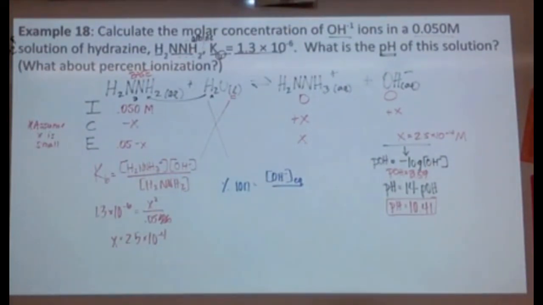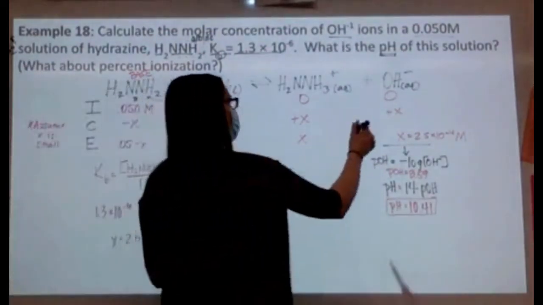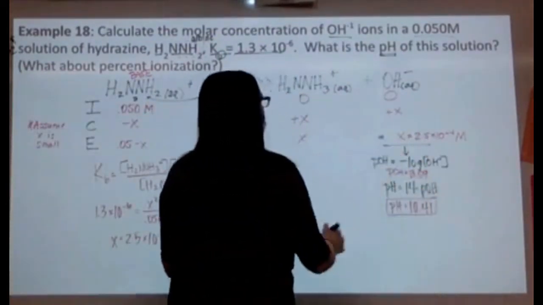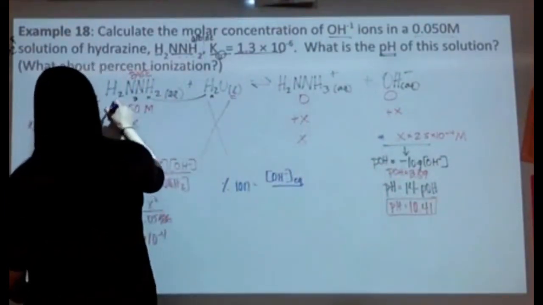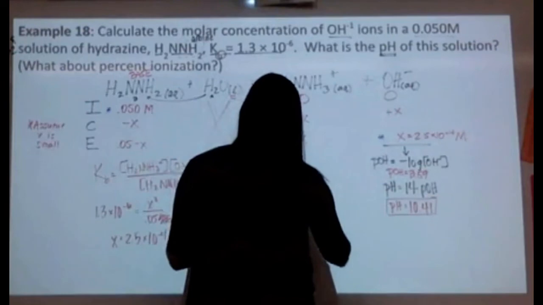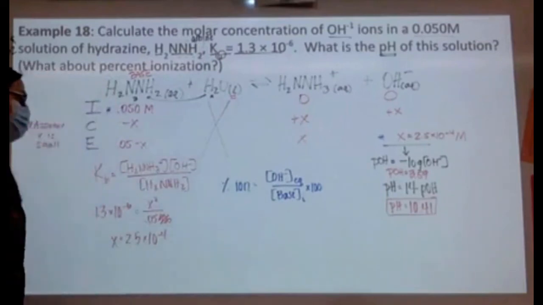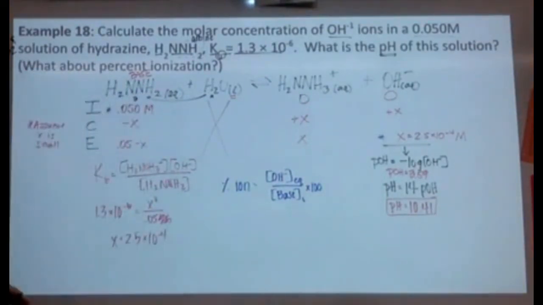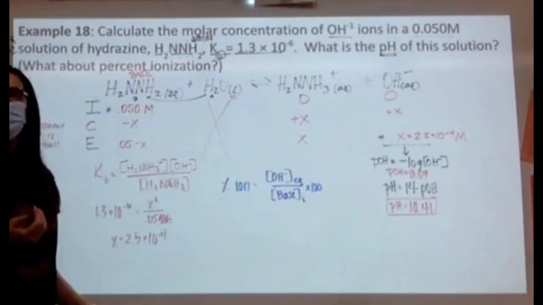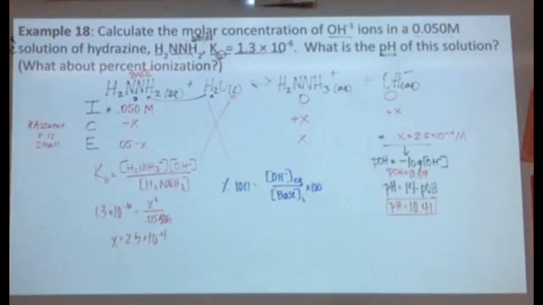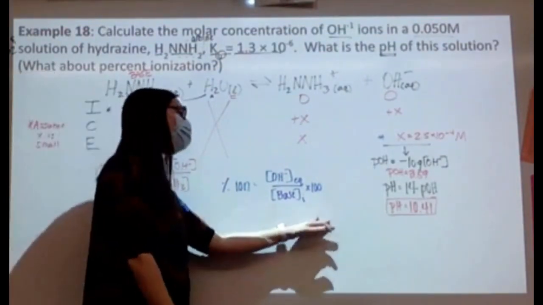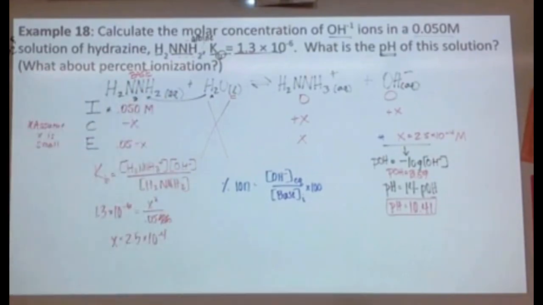So if a question says, what's the percent ionization of the base? We're going to compare the OH minus concentration at equilibrium to the initial concentration of the base times 100. So the percent ionization of a base is just slightly different because we're focusing on the OH minus concentration at equilibrium compared to the initial of the base, where an acid was H plus at equilibrium compared to initial of the acid. And again, we're not going to actually calculate, but I just wanted to focus on that equation.